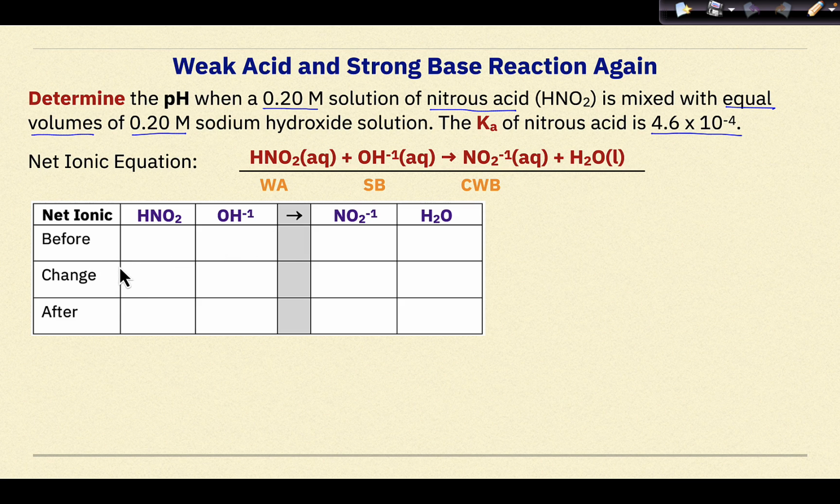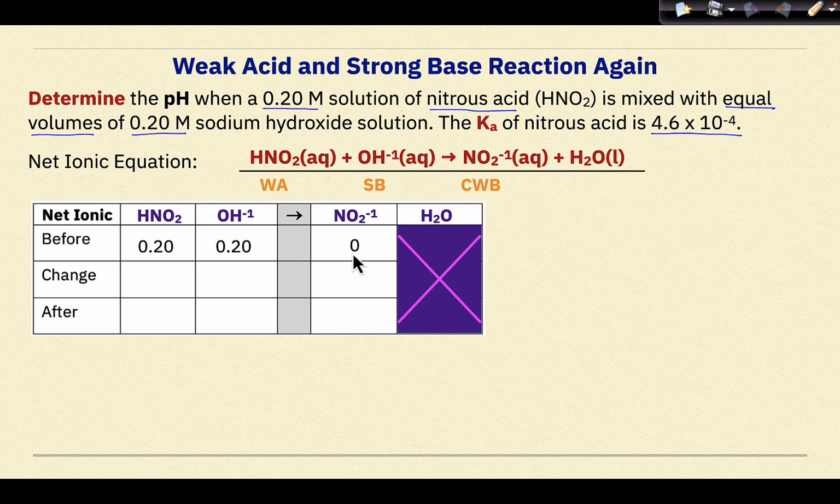In the BCA table, the concentration of HNO2 from the stimulus is 0.20, and the concentration of the hydroxide ion is also 0.20 before the neutralization reaction occurs. Water is not a factor and no NO2-1 ions are present. Concentrations of HNO2 and OH-1 are equal, resulting in the complete neutralization of both reactants. As the weak acid undergoes ionization to neutralize the hydroxide ions, nitrite ions are produced.